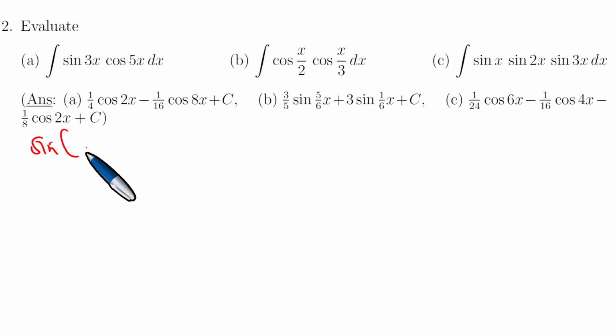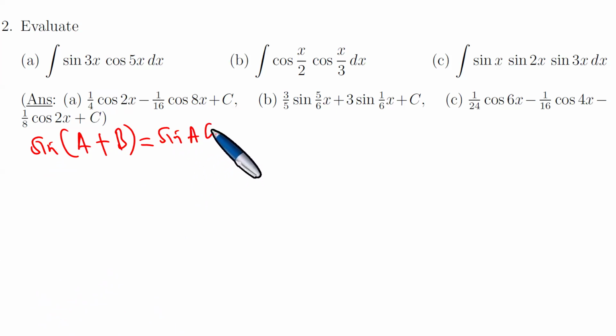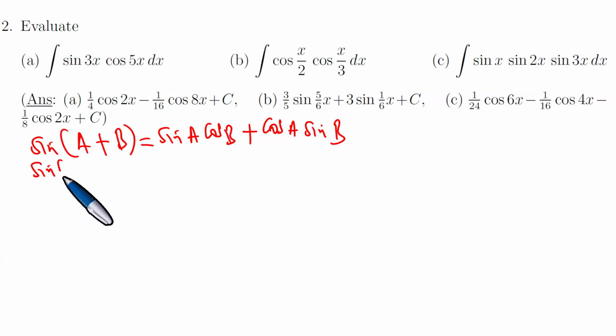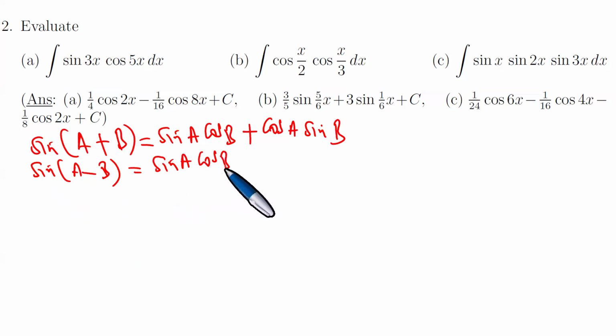you have this sine. Now this one is sine cosine, so you use the formula for a plus b. The sine of A plus B is sine A cosine B plus cosine A sine B, and the sine of A minus B is sine A cosine B minus cosine A sine B.